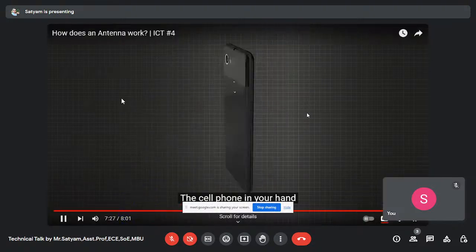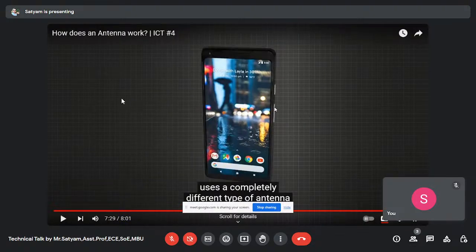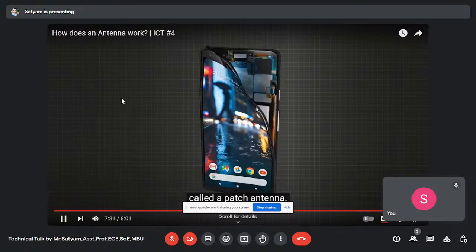The cell phone in your hand uses a completely different type of antenna. Now we'll see something about the patch antenna, where it is placed inside the mobile, right? Just 10 seconds only. A different type of antenna called a patch antenna.